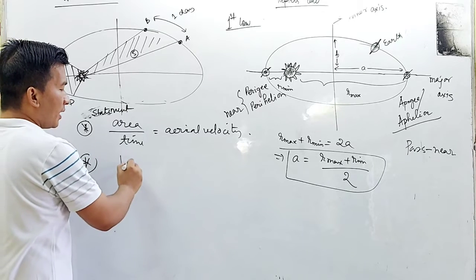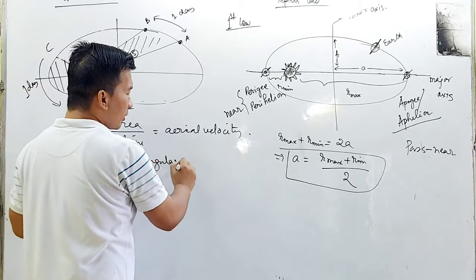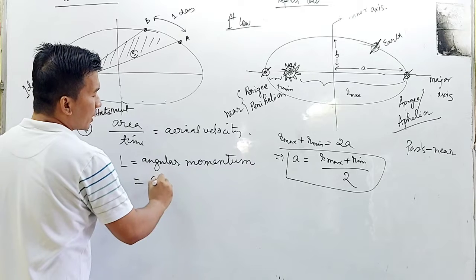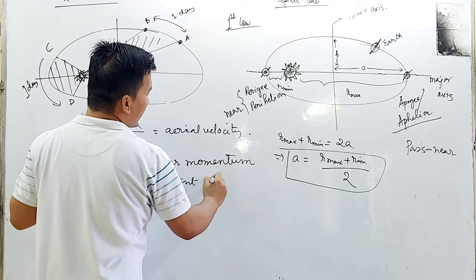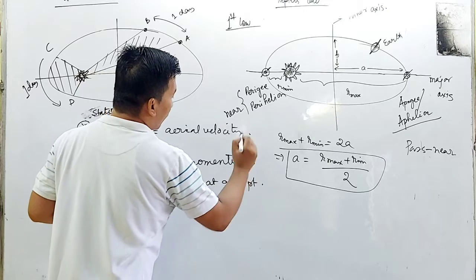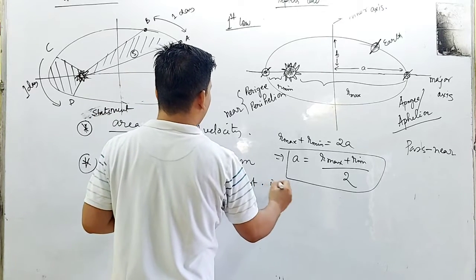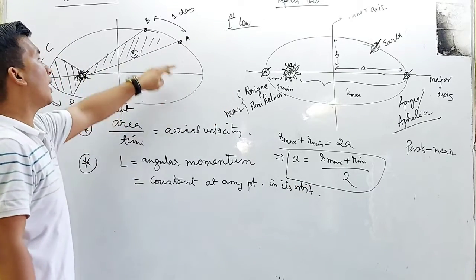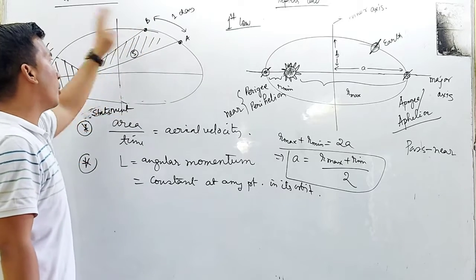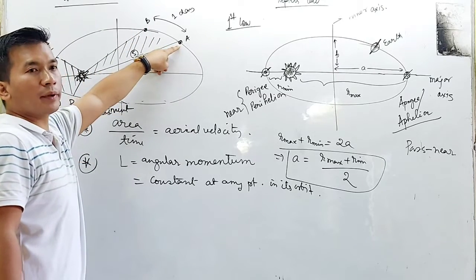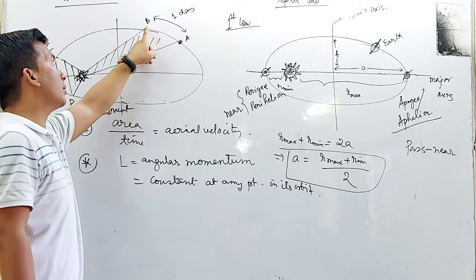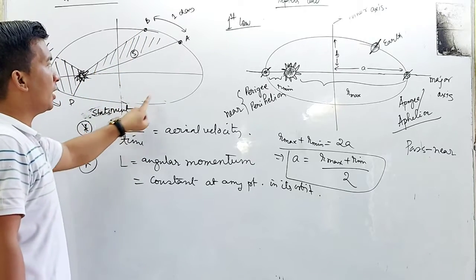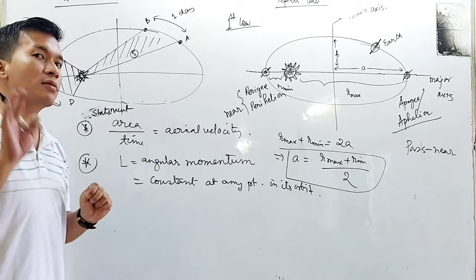L will be known as angular momentum. Angular momentum will remain constant at any point in its orbit. For any planet revolving, the angular momentum at point A will be equal to the angular momentum at point B, at point C, point D, point E, F, G. Everything is understood?